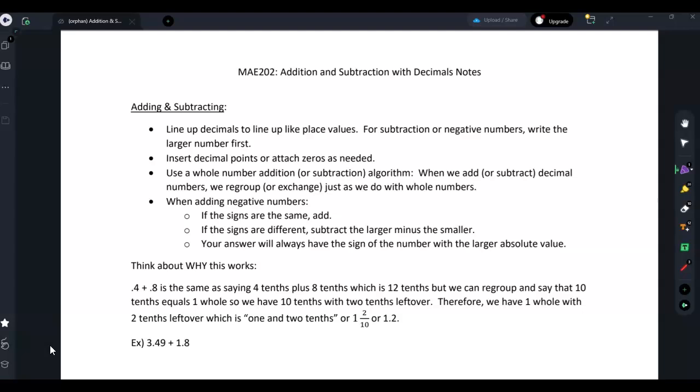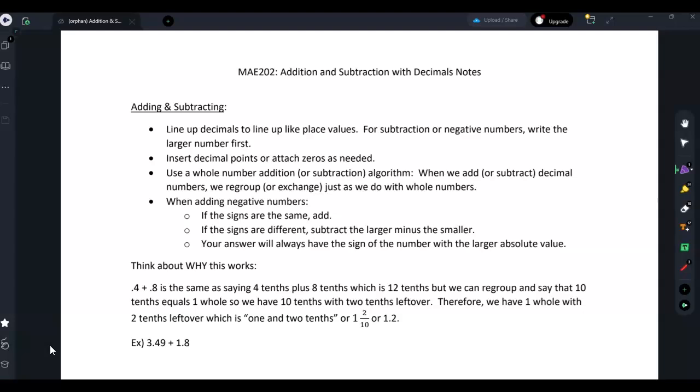Basically, once we have things lined up, you're just going to use the same standard algorithm that you used for whole number addition and whole number subtraction. So we're going to add or subtract the decimal numbers. We're going to do regrouping or exchanges just like we would with whole numbers. Remember the rules for negative numbers. Those are the same for decimals as they are for whole numbers.